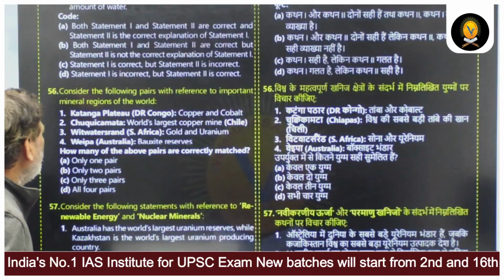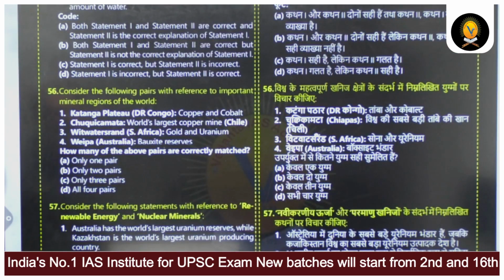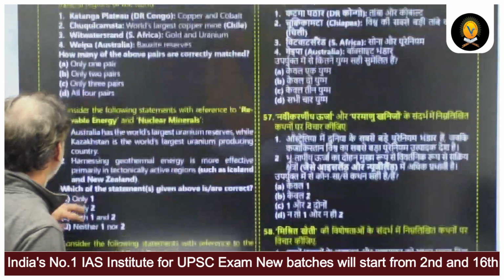Consider the following pairs with reference to important mineral regions of the world. Katanga Plateau, copper and cobalt, correct. Chuquicamata, world's largest copper mine, correct. Witwatersrand, gold and uranium, South Africa. Weipa, bauxite reserve of Australia, yes. All 4 pairs are correct.